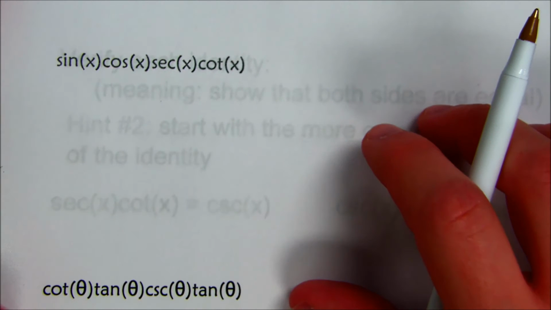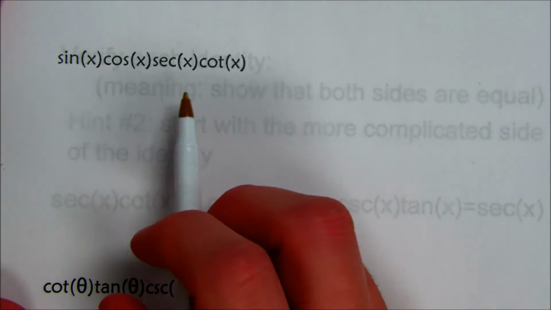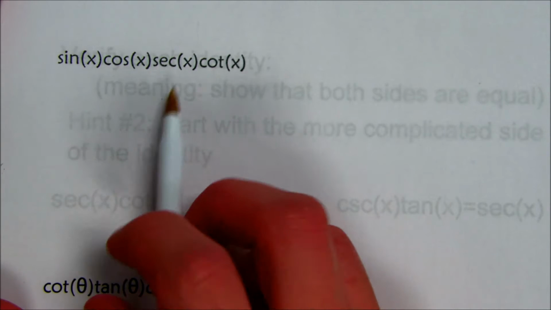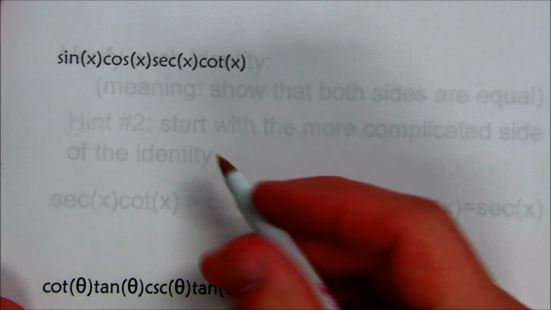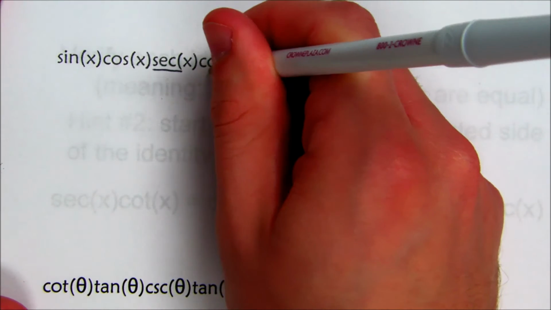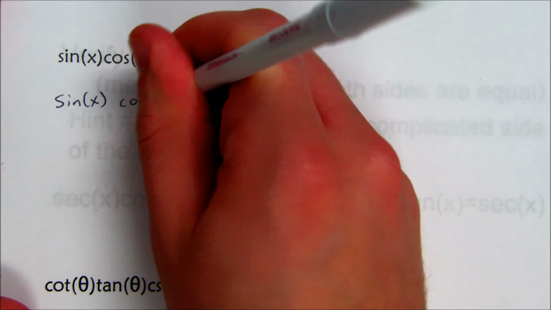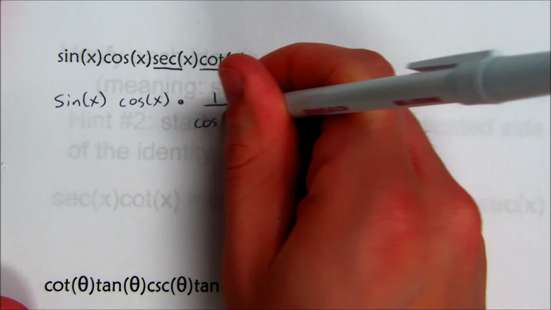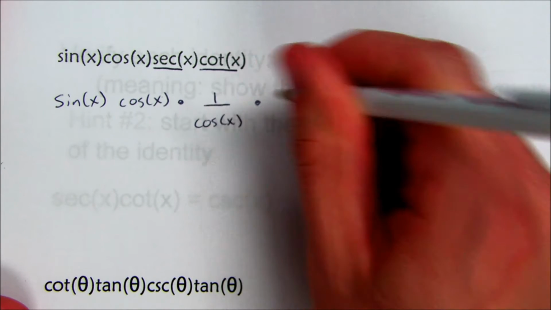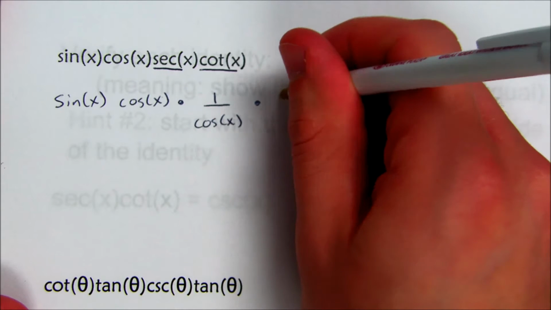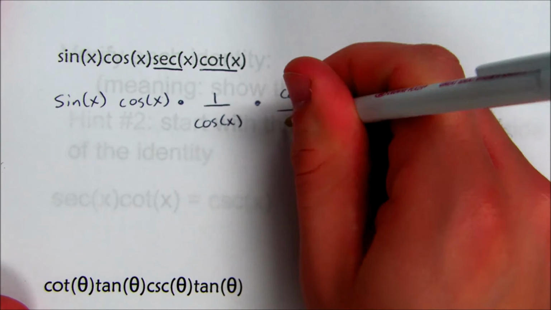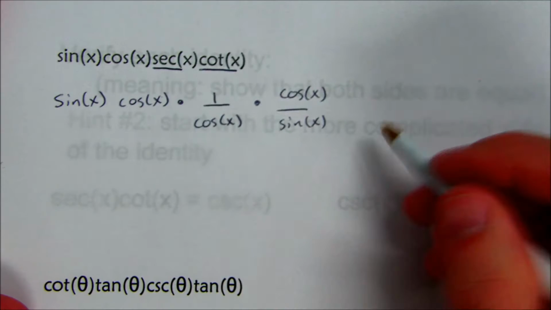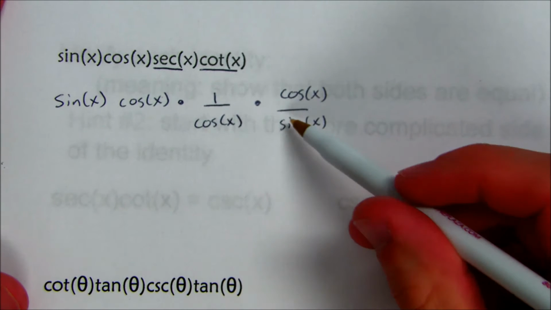So, first things first, I'm taking a look. I have sine, cosine, secant, and cotangent. Using the first hint, I'm going to change the secant and the cotangent. So sine of x doesn't change. Cosine x doesn't change, but I know that secant is 1 over cosine of x. And I know that cotangent of x is cosine x over sine of x. And this is just coming from those identities I showed earlier in the video.